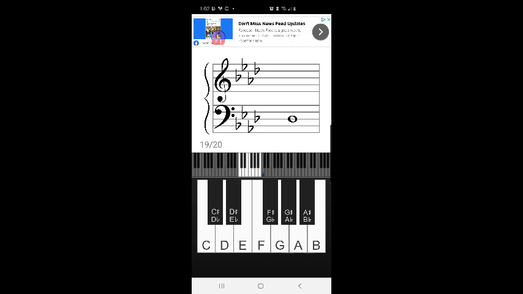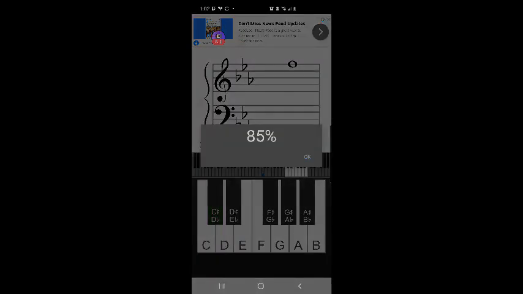Why am I getting these wrong? I don't understand. If you are in the chat and want to tell me what I'm doing wrong, why this isn't working right, or I'm not working right. Okay, so here are the flats: B, E, A, and D. That's a D flat. D flat.